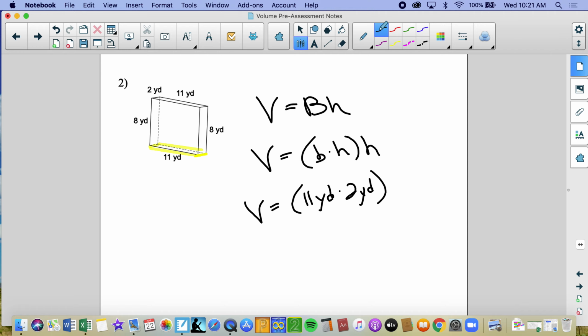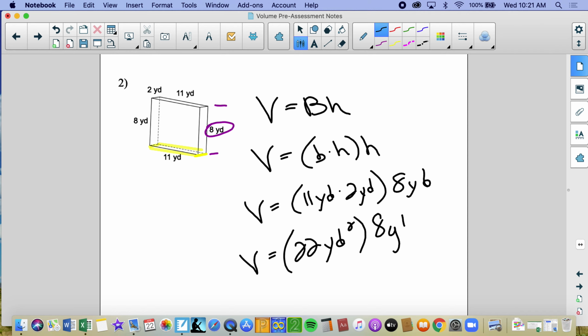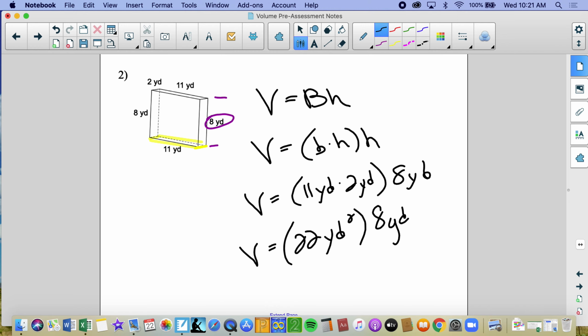If I don't have the unit near my base, I have to find out what that measure is. And then 8 yards is going to be the height of the object. That's the distance between the two bases. So I have 8 yards. So 11 yards times 2 yards gives me 22 yards squared times 8 yards. And 22 times 8 gives me 176 yards cubed.